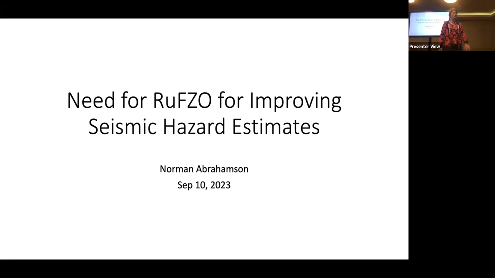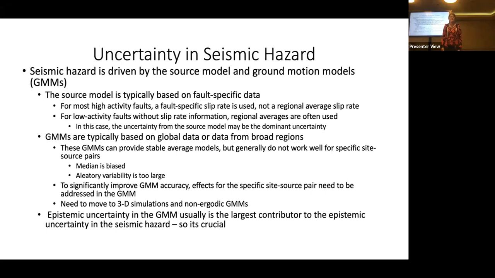So without further ado, Norm was kind enough to send these slides yesterday, with his apologies for being unable to make it at the last minute. And what I'll be focusing on is the need for RuFZO to improve seismic hazard estimates. This is really all about uncertainty in seismic hazard. The seismic hazard estimates are all driven by two main components: a source model and a ground motion model, or GMM.